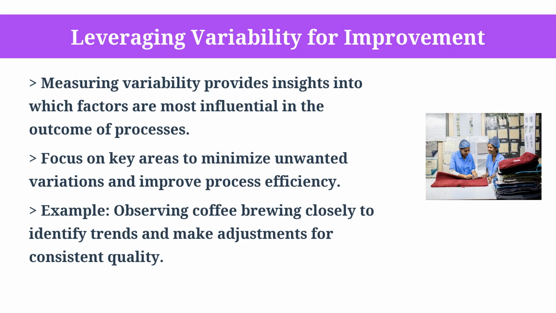So, what can you do with this knowledge? Start by observing your own process closely. Look for patterns or trends that might indicate where variability is having the biggest impact. Then, make small adjustments based on these observations and see how they affect your end result. Over time, you'll likely notice improvements in consistency and quality.